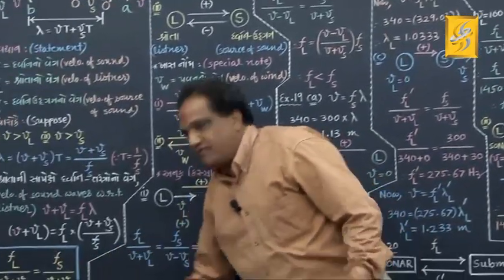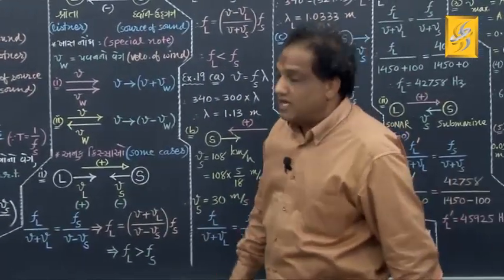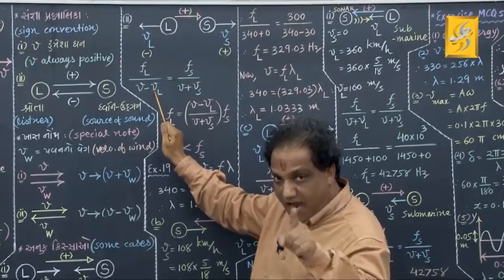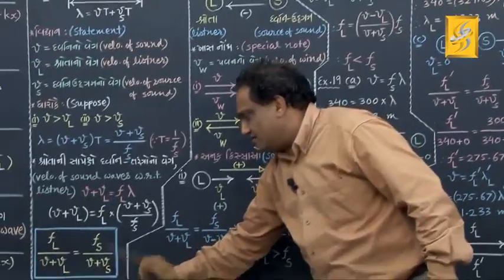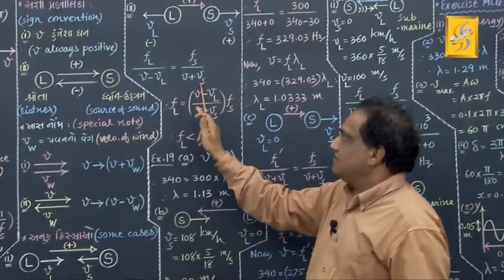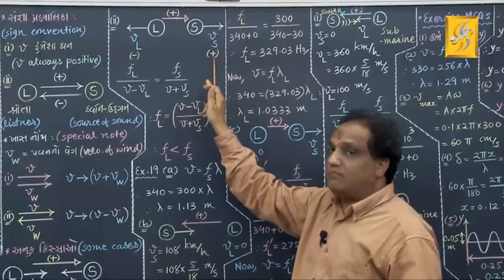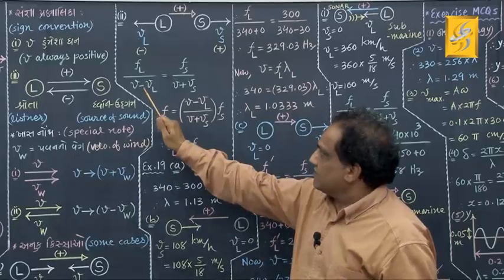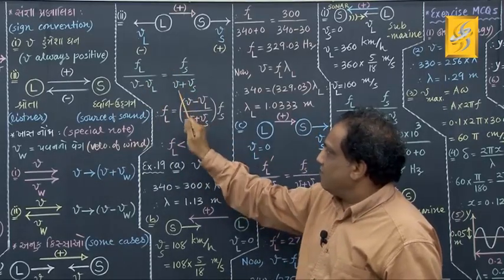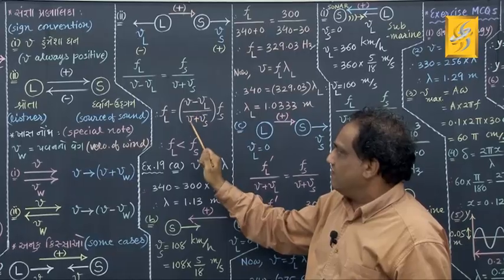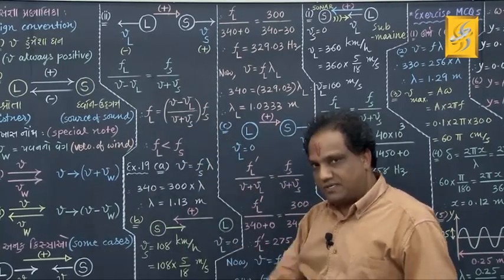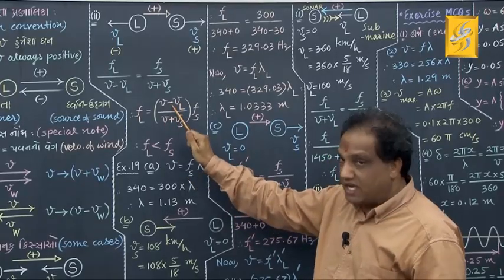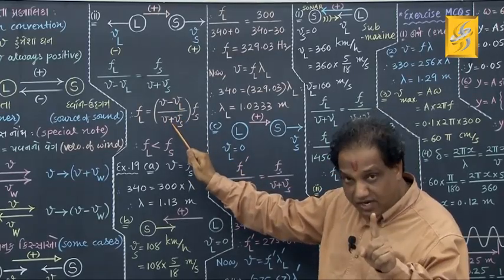FL upon V plus VL, but instead of VL I should write minus VL, correct? And that equals Fs upon V plus Vs, correct? Because Vs is to be taken still positive only. Got it? Find out FL from here, transfer this. So FL equals V minus VL upon V plus Vs, into Fs. Tell me, here also V, here also V. But here you are making subtraction, here you are making addition.